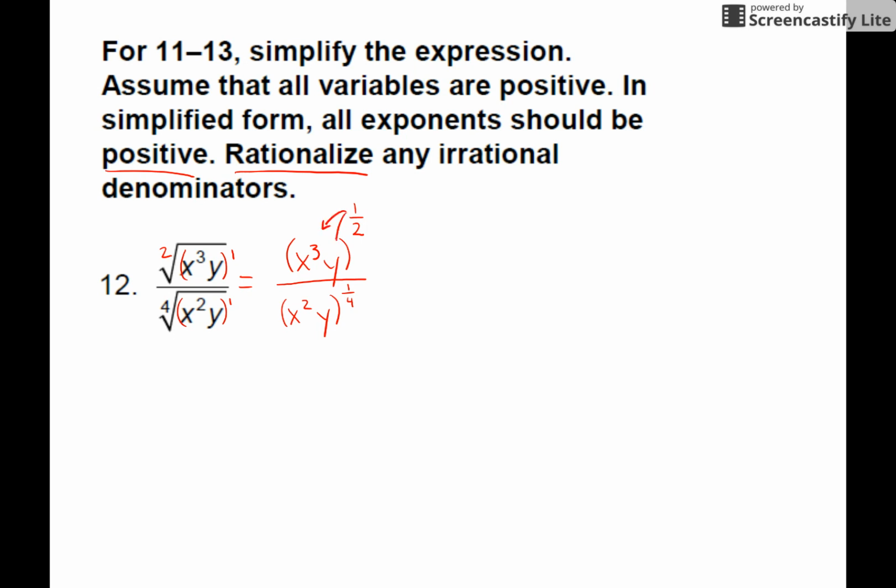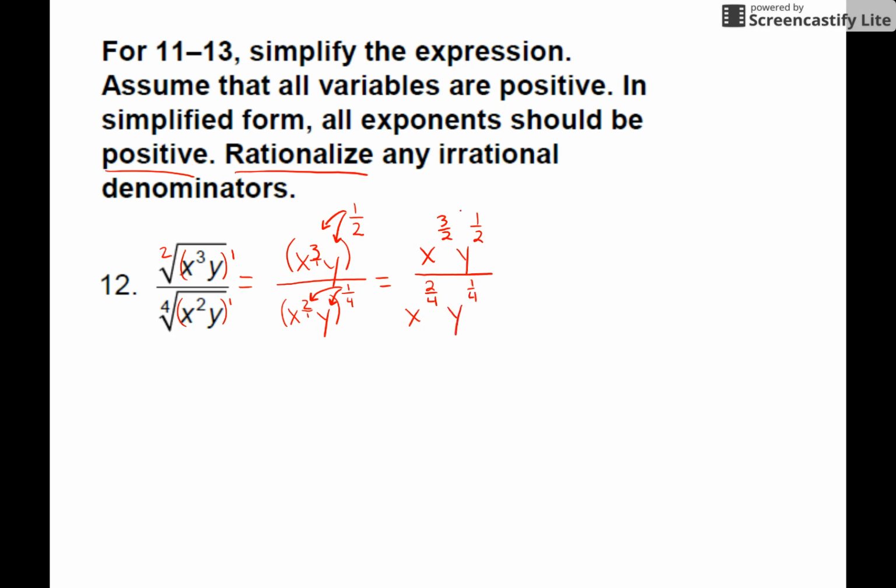So we're going to distribute the exponent, which gives me, sneak in a little 1 under that 3, x to the 3 over 2, multiply there, and then y to the 1/2. In the denominator, similarly, we're going to distribute that exponent. So again, sneak a 1 under that 2, I get x to the 2/4 and y to the 1/4.